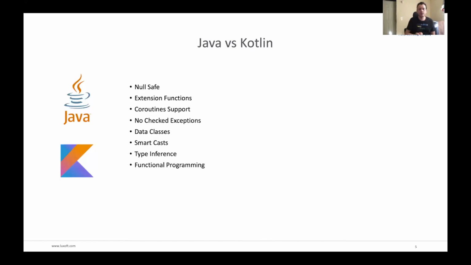We also have coroutine support. Coroutines are also a very cool topic. I really recommend you check it out. We can say that coroutines are like lightweight threads, as we know them in Java, and they are lightweight in Kotlin. The support for Kotlin coroutines came to Spring recently. And we don't have checked exceptions. That is also a very nice topic.